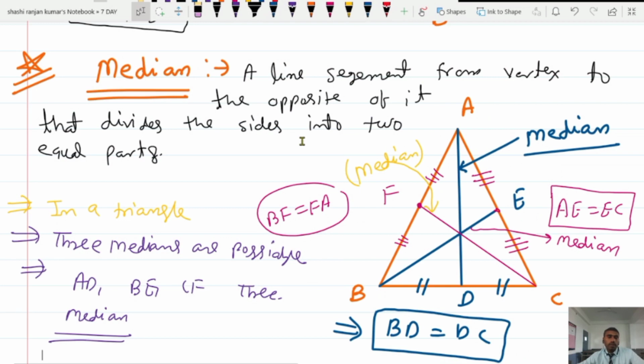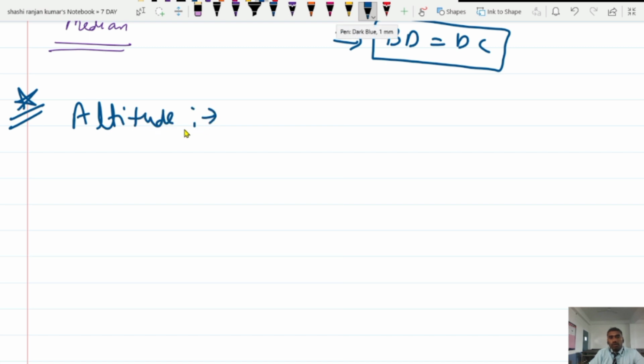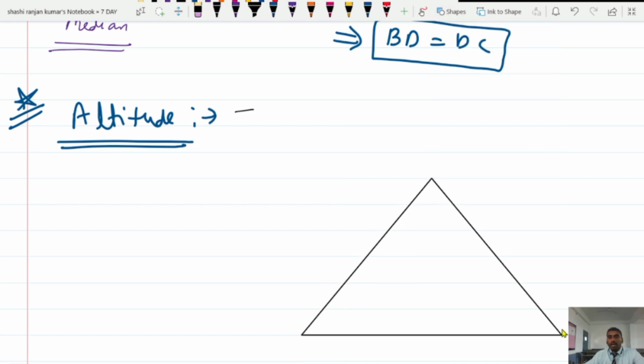Next, let us discuss the altitude. What is an altitude? Can you tell me about altitude? Do you know anything about it? No? Okay. Let us first draw the diagram, then you can understand, then we will write. Let us suppose we have any triangle.